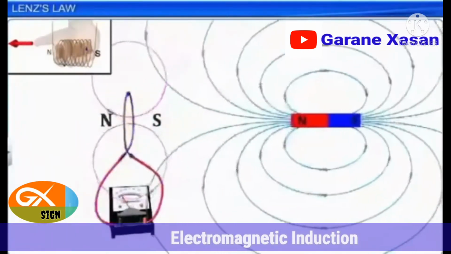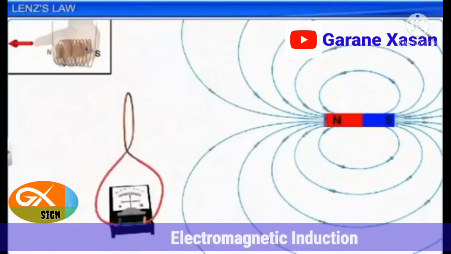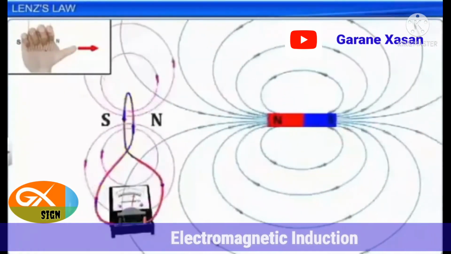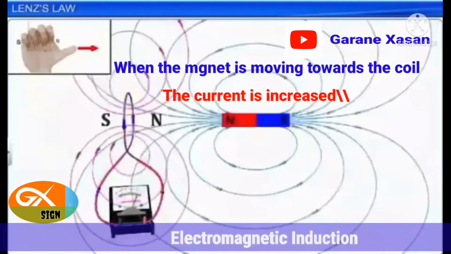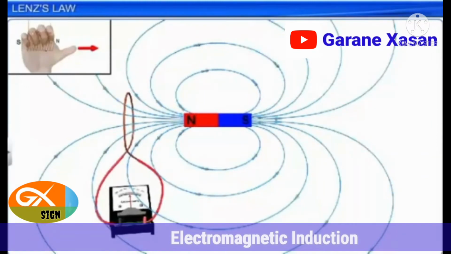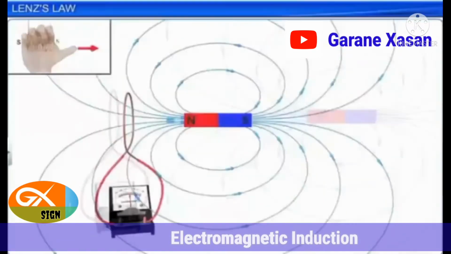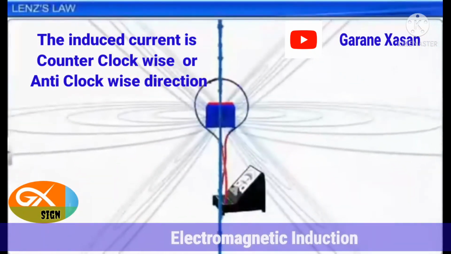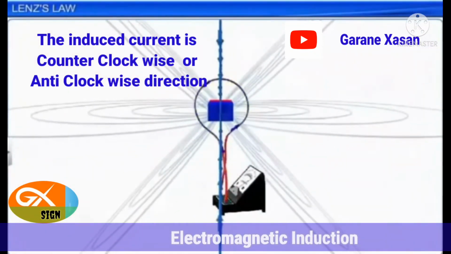In this experiment, the coil, which is connected to a galvanometer, is at rest. A bar magnet with its north pole facing the coil is moved towards the coil. This causes the magnetic flux through the coil to increase. A current is induced in the coil which opposes this increase in flux. The induced current is in a counterclockwise direction, looking from the bar magnet side.